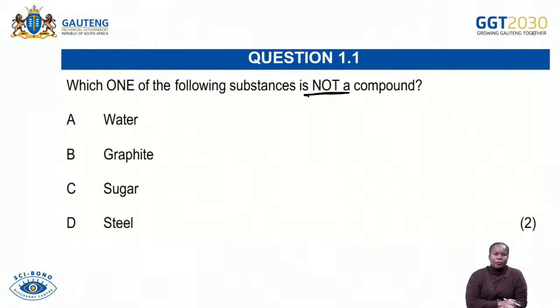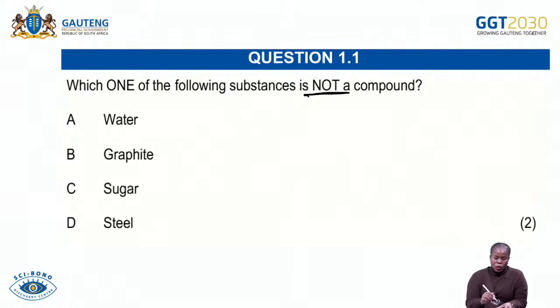Water definitely is a compound because it is made up of hydrogen atoms as well as oxygen atoms that are chemically bonded to one another in a specific ratio. Graphite is just made up of carbon. That is just carbon only. And then sugar is made up of carbon, hydrogen, and oxygen. And then steel is an alloy, a mixture of iron and other elements. So definitely cannot be the substance that is not a compound.